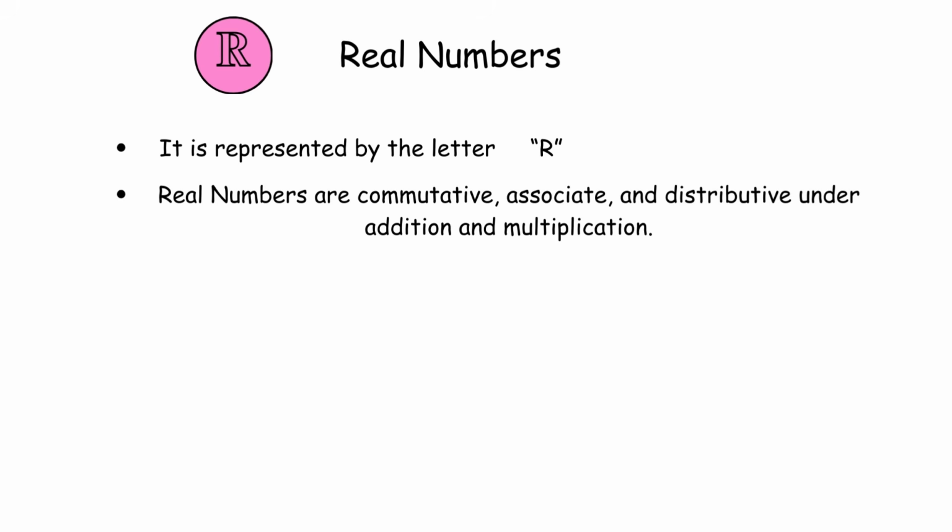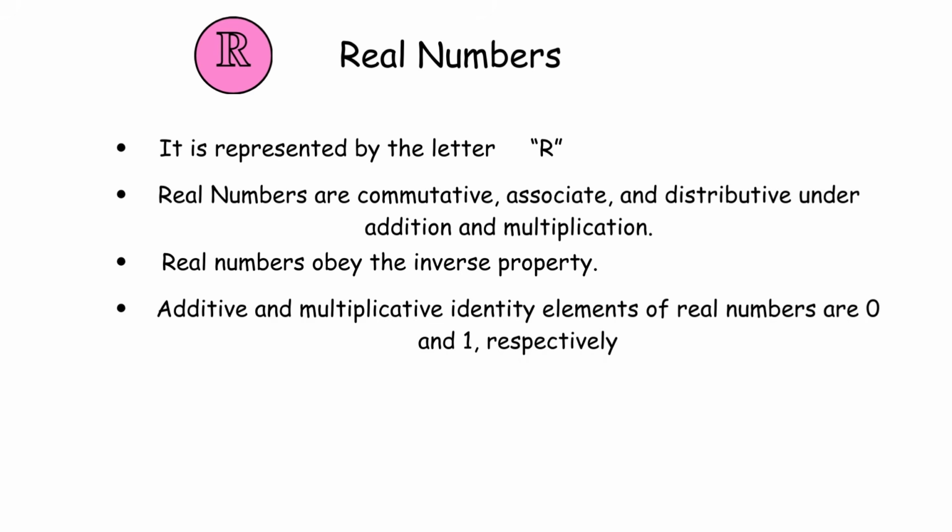Real numbers are commutative, associative, and distributive under addition and multiplication. Real numbers obey the inverse property. The additive and multiplicative identity elements of real numbers are 0 and 1, respectively.